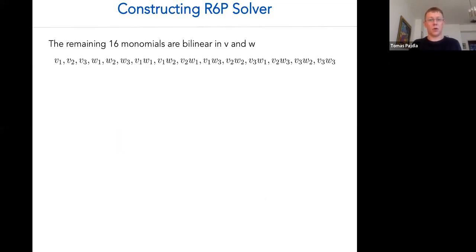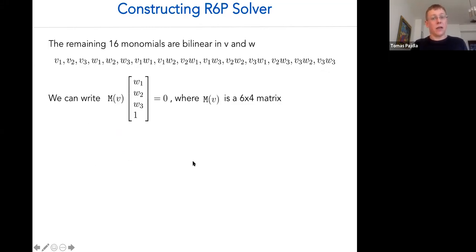So these remaining 16 monomials look like this. There are some degree 1 monomials, some degree 2 monomials, and we can write these in the following way. We kind of want to arrive at a situation where we will again eliminate some of these unknowns, obtain equations in fewer unknowns, which will allow us to get those fewer unknowns. So the next step will be to eliminate actually everything else except the W's. So we would like now to eliminate V's and be left with W's, or vice versa, W's and leave with V's. It can be done both ways.